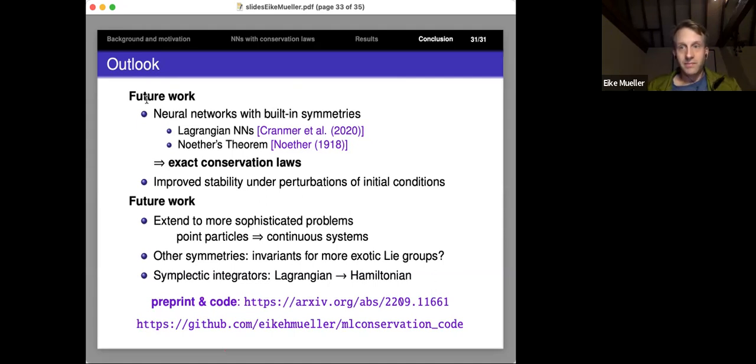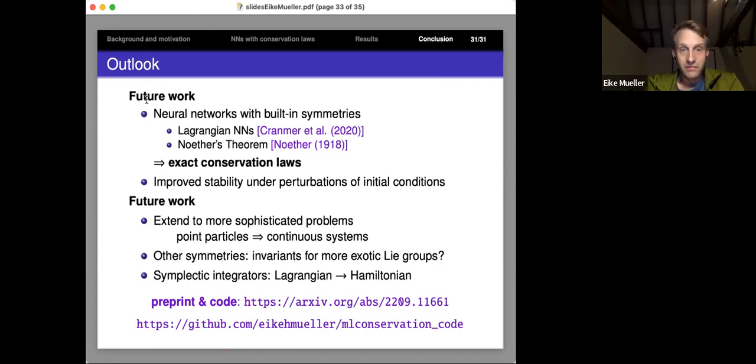So I think there is lots of potential for future work. I only looked at point particles. It would be interesting to look at continuous systems. I think in the Lagrangian neural network paper, they look at that as well. They start looking at some wave equations. It would be interesting to look at other symmetries, so other Lie groups, symmetries of these continuous systems.